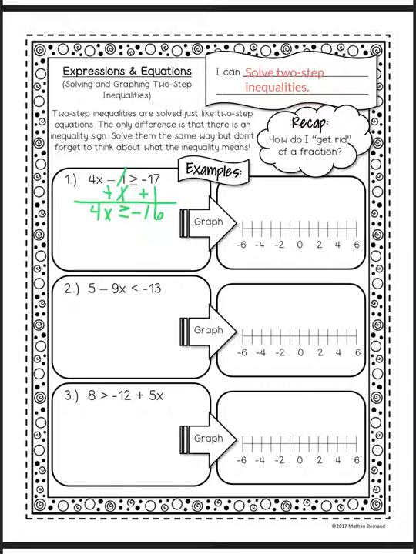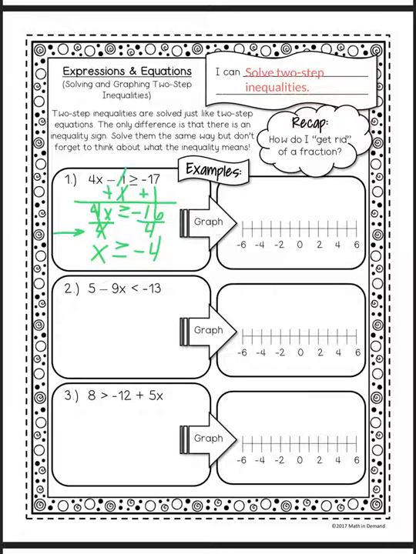Then, to undo multiplying by 4, I divide by 4, and I divide by 4. The 4's cancel out. X is greater than or equal to negative 4. Notice I did not flip the inequality sign because I divided by a positive 4. Even though there was a negative 16 in the division problem, it's only whatever you divide or multiply by.